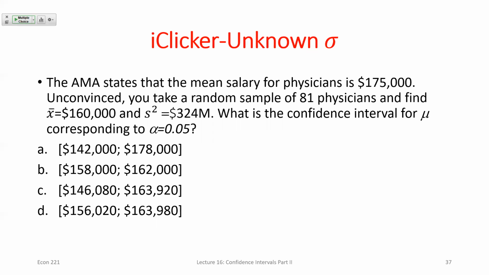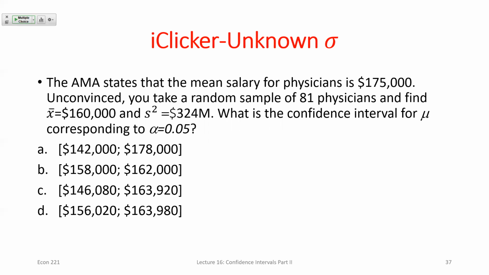So we've got our sample mean, we've got our sample variance. We looked at 81 physicians, our sample size. So those are going to be the three values. The only other thing we need is that t-value. So we'll take our sample mean of 160,000, add and subtract some t-value, and then multiply that by the standard deviation of our sample means, which should just be our sample variance of 324 million over 81.